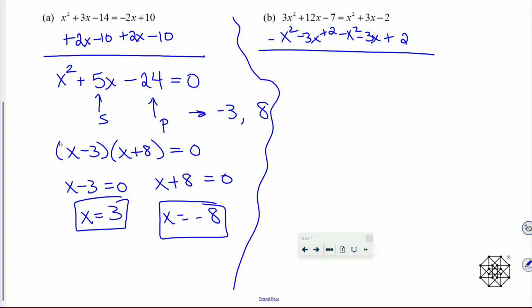Okay, sorry about the messiness there. 3x squared minus 1x squared is 2x squared. 12x minus 3x is positive 9x. And negative 7 plus 2, we got to be careful here, is negative 5. That's equal to 0. Great.